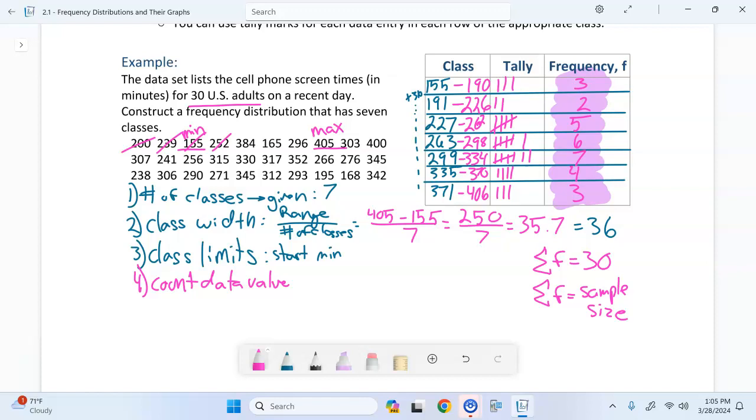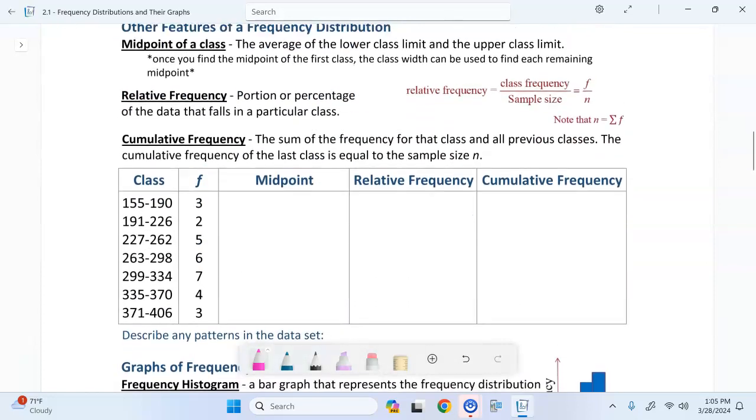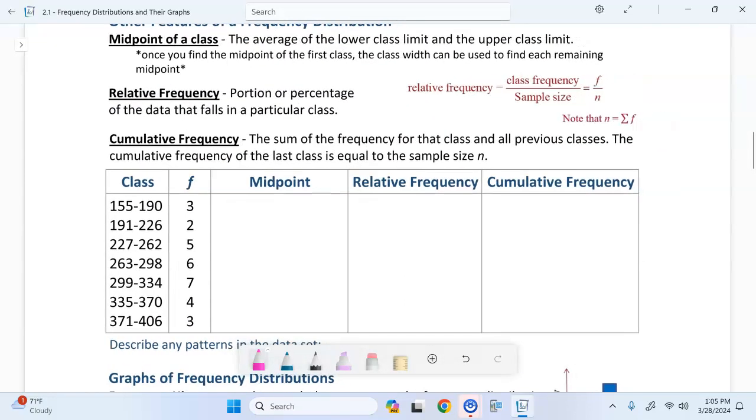So now we're going to look at a few other things that we can do with a frequency distribution. Same chart continued. We see all of our 7 classes and our frequencies here. Next thing that we can do with a frequency distribution is find the midpoint of a class. The midpoint of a class is often used when we're doing estimations for different measurements that we want to find in relation to a data set.